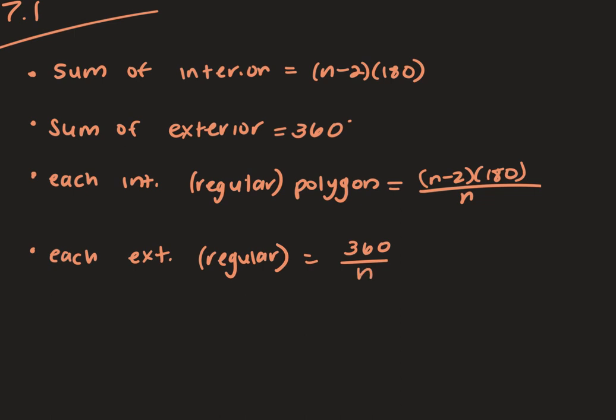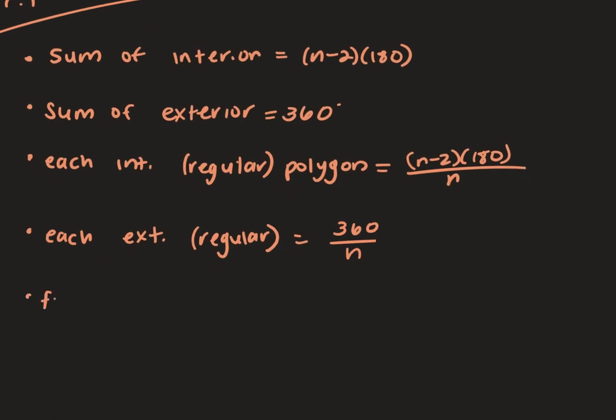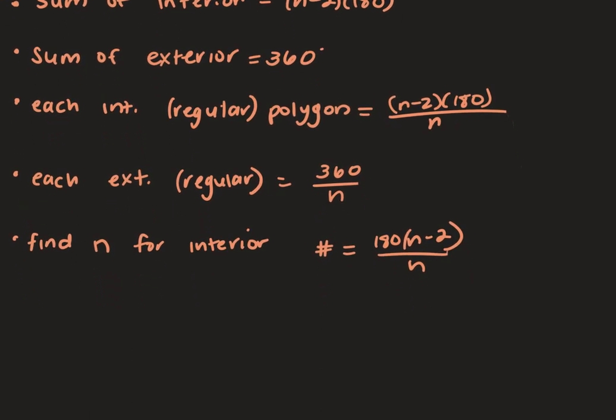And then we did the applications of these. If I gave you the interior one, how do you find n? If I gave you the exterior one, how do you find n? For interior, you would do whatever's given equals 180 times n minus 2 over n, and then solve for n. So multiply by n on both sides, distribute the 180, subtract the 180n, and then divide.